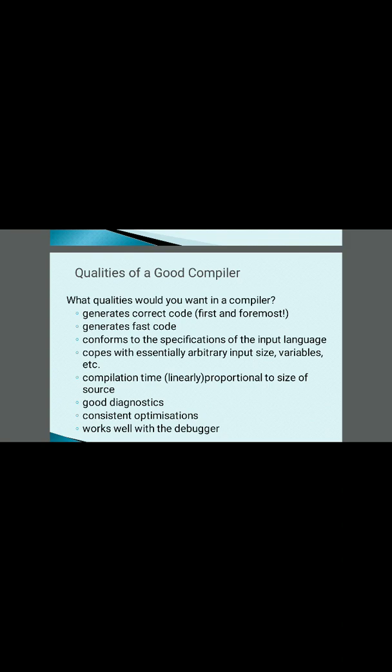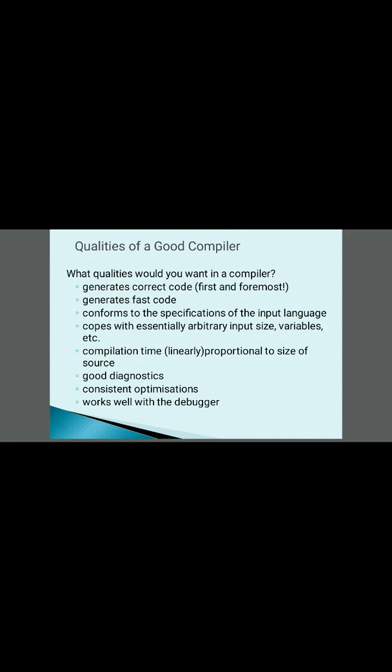What you are expecting from the compiler means the compiler should have some qualities. The first and foremost is that it has to generate correct code, in the sense that whatever your intention is, it has to be performed. It has to perform the work you are expecting it to do, and it has to generate fast code. Fast code means that whatever the compiler converts into target code, it has to execute with a higher speed.